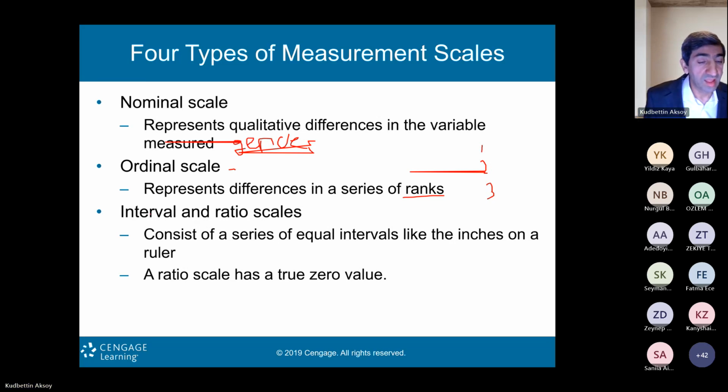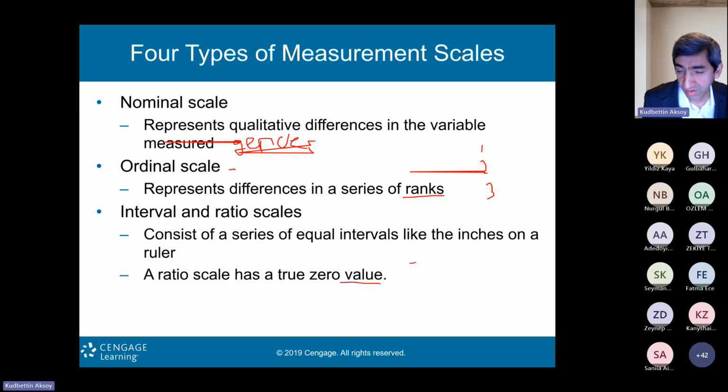So, and then we have interval and ratio. These two are the same with one difference. They consist of a series of equal intervals, unlike an ordinal scale. The difference between each number is equal, and a ratio scale has a true zero.